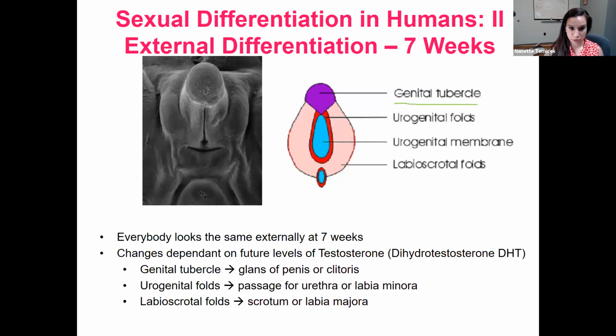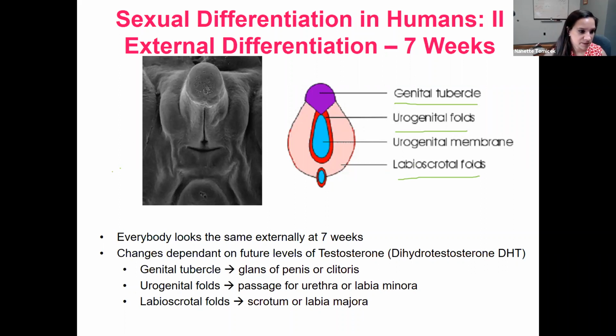Well, we have a genital tubercle. That's going to either become the glans of the penis or the glans of the clitoris. We have some urogenital folds. Those are marked in red there. Those are going to create that external structure that becomes the urethra, and then they'll also create the labia minora in females. We'll see what happens a little bit differently in males. And then finally we have labioscrotal folds. Those are either going to become labia or the scrotum in the male structures.